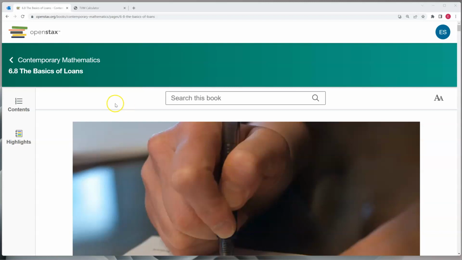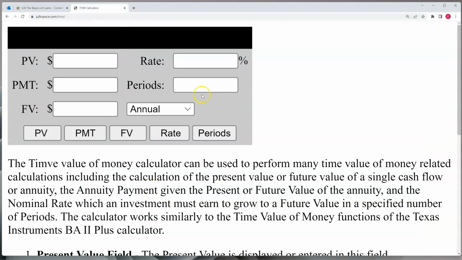Hello and welcome back. In this video I'm going to cover section 6.8, the basics of loans from Contemporary Mathematics by OpenStax. So again, during this section, as I have done in the previous sections for this compound interest type of information, I will be going over the equations, but I'm really going to focus on the use of the TVM, the time value of money calculator.